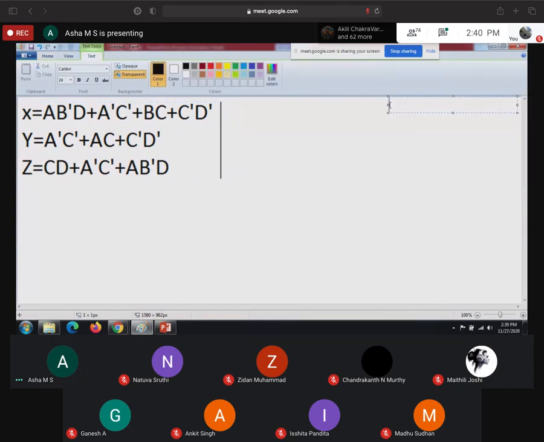So what does the truth table consist of? A, B, C, D as inputs and outputs X, Y, Z. So how to write the truth table? First write down all the 16 combinations.